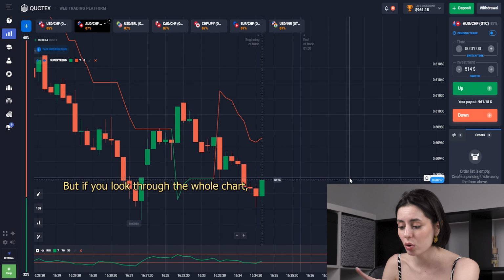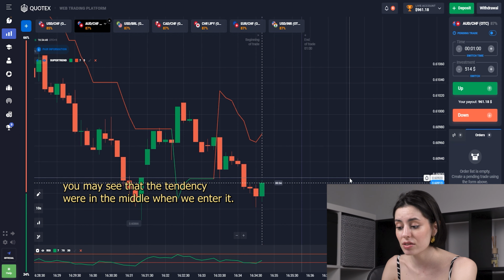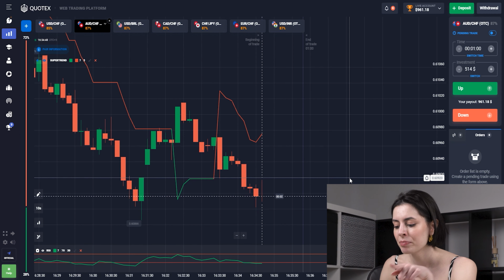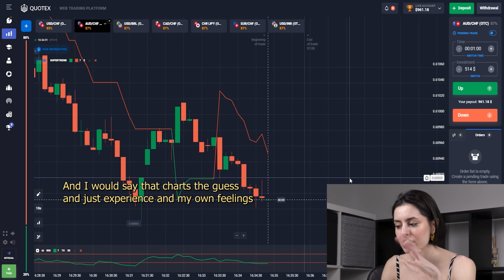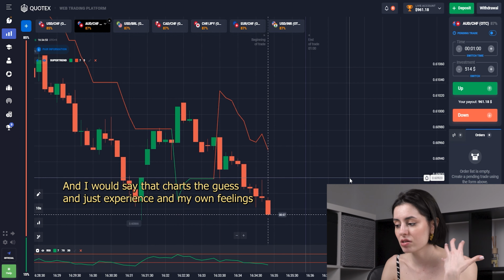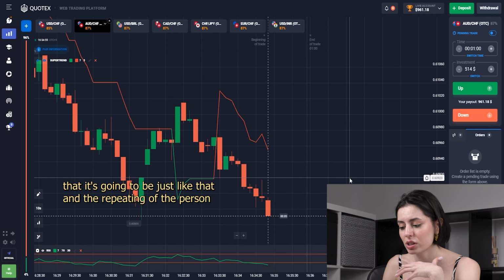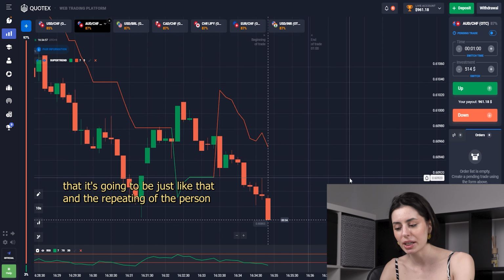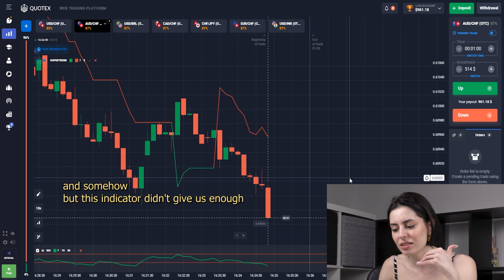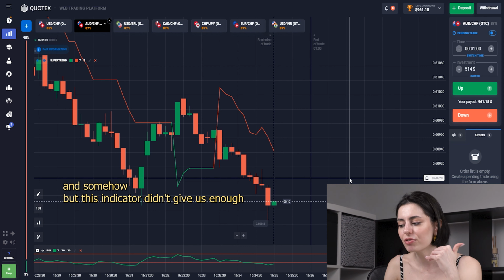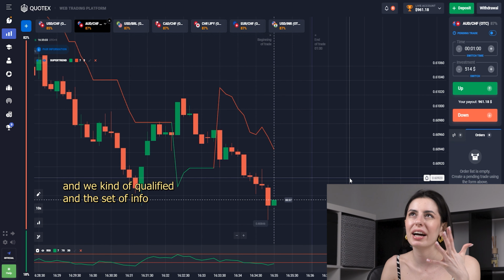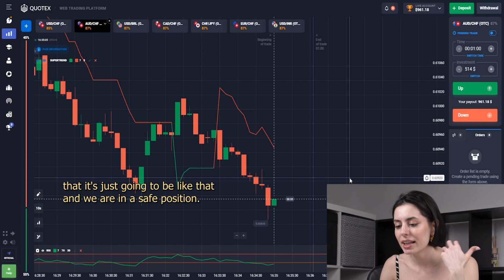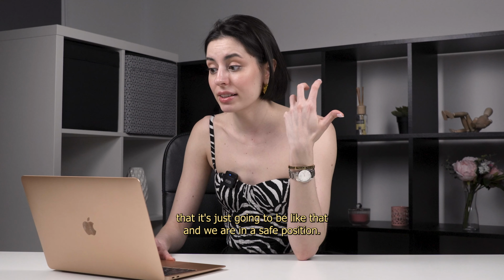But if you look at the whole chart, you may see that the tendency was in the middle when we entered. And I would say that it was just guessing, just the experience and my own feelings that it's going to be like that, and the repeating of the pattern. But this indicator didn't give us enough qualified info that it's just going to be like that, and that we are in a safe position.